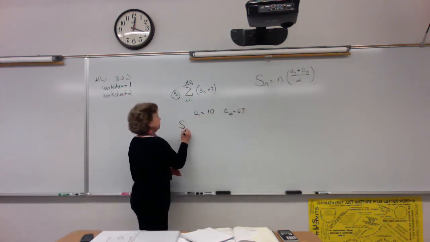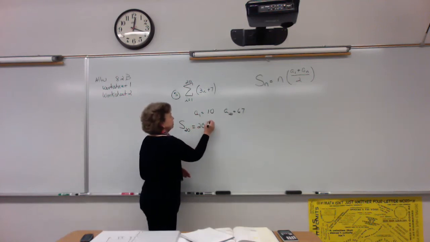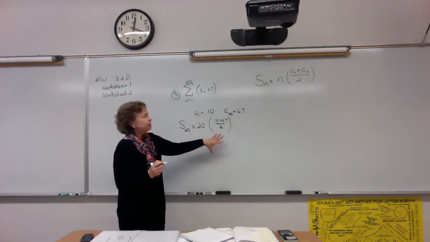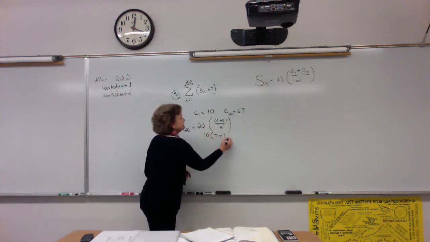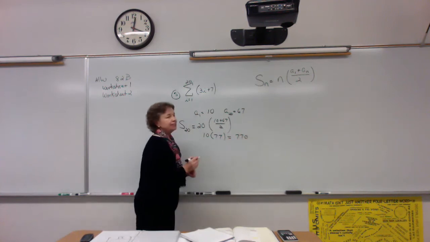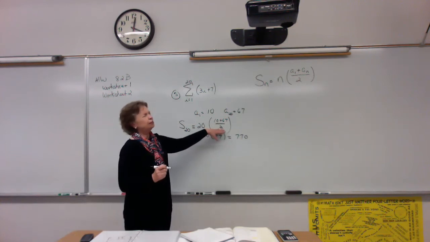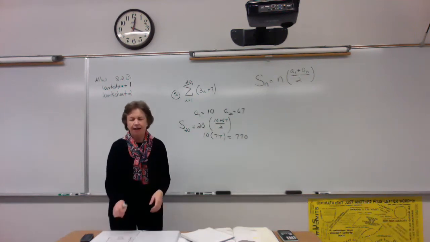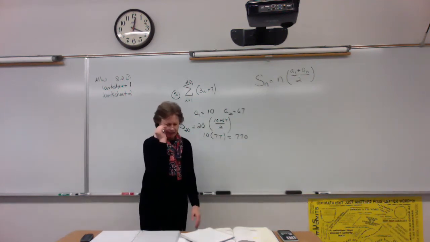So the sum for those 20 terms is 20 times 10 plus 67 divided by 2. I could do it in that order. I could move that 2 out and make that 10 times 77, or 770. And if I'm doing mental math, that's a whole lot easier than 77 divided by 2 times 20, or just think of it as canceling, multiplying by 10. However you want to think about it, 770 was the way to get there.